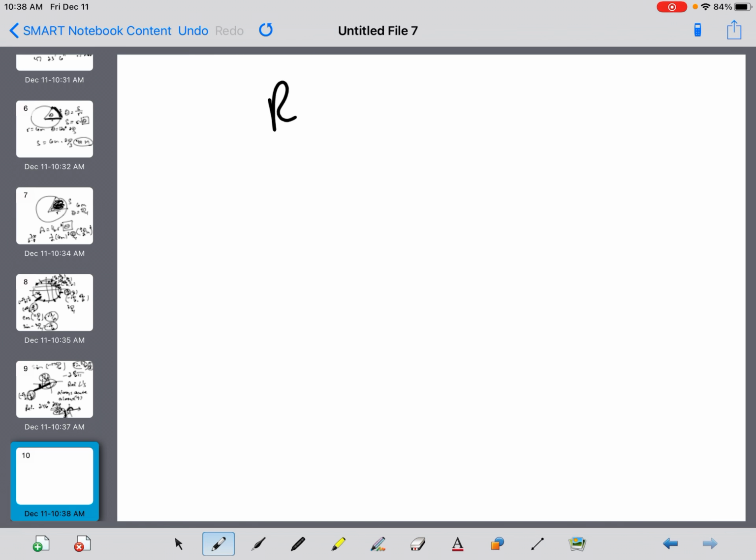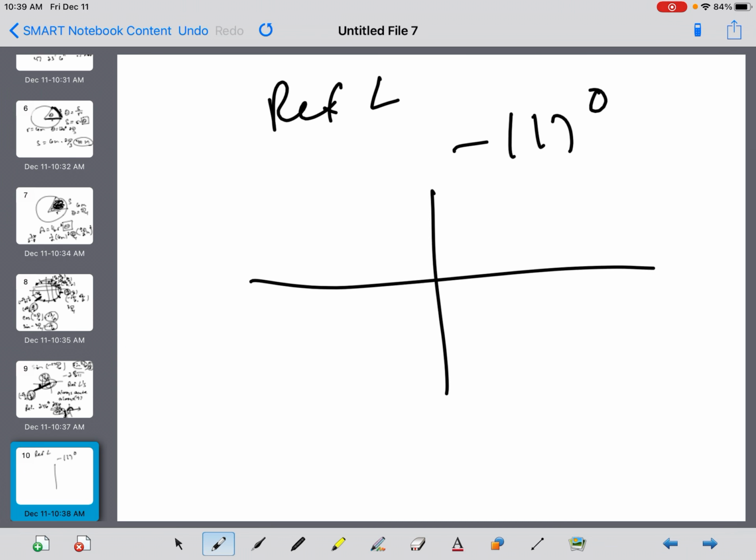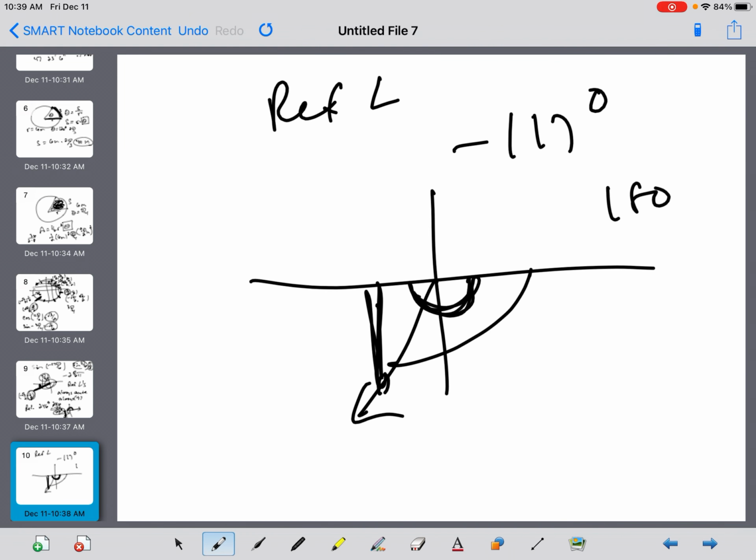Let's do a couple more. Reference angle. Let's do a negative 117 degrees. Okay, negative 117 is going to be like right there. I draw this up. Well, from here to here would be 180. So if I take 180, subtract 117, this angle right here is 63. And that's the reference angle. Always positive, always acute.